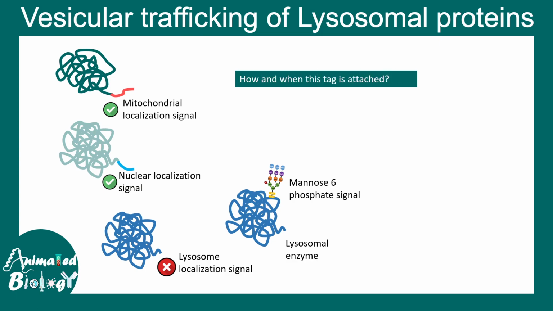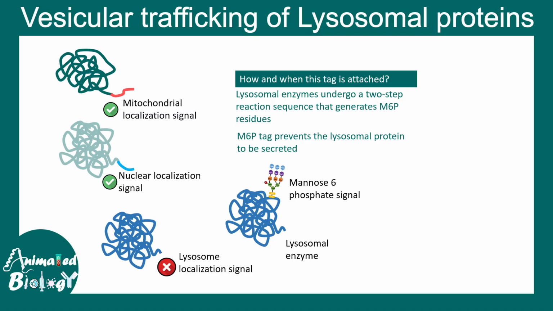Now the question is how and when this tag is attached. It is attached at the trans Golgi, where there are enzymes which put this tag on and make them go to the lysosome. The mannose 6 phosphate tag also prevents these proteins from being secreted outside of the cell, because many of these are acid hydrolases, so they can damage the extracellular environment. That is why targeting and delivering lysosomal enzymes is a crucial quality control step inside the cell, and we are going to see how.